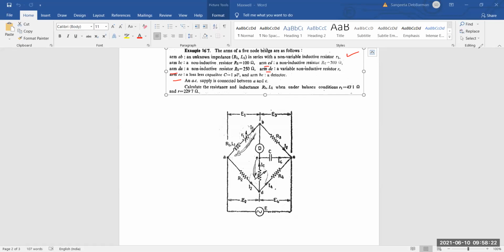So you have to calculate the resistance and inductance R1, L1 under the balance condition, where small r1 is given to you and the AC supply is connected between A and C. So you could understand from this picture what is A. This is A, this is B, this is C. This is the D point and this is the E point. So I think all the terminals are clear to you. Kindly draw the picture also, because you will require that.